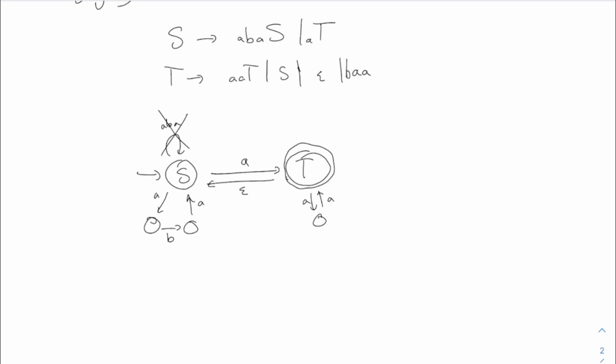BAA. Anybody want to suggest how I could indicate that on the diagram? If you're at T, you can finish just by stopping entirely, that's the epsilon, or you can finish by doing BAA at the end. Yeah? Could you invent 2 more states and make one of them accepting? Yeah, I like that. So the idea is like this, BAA.